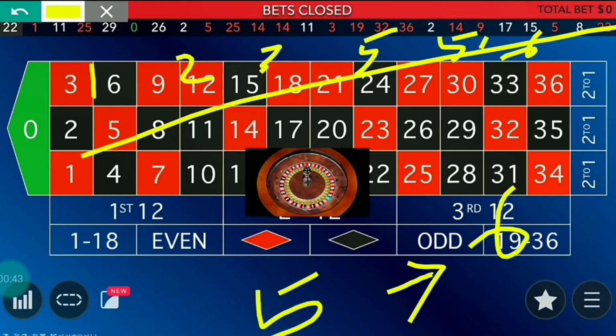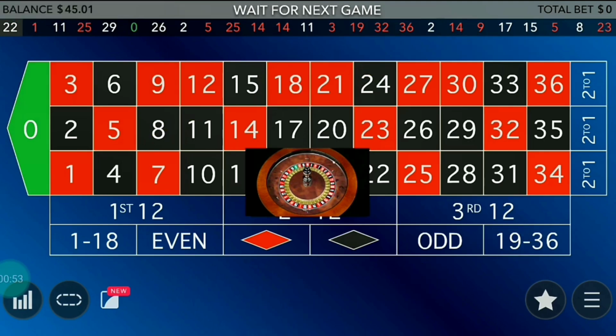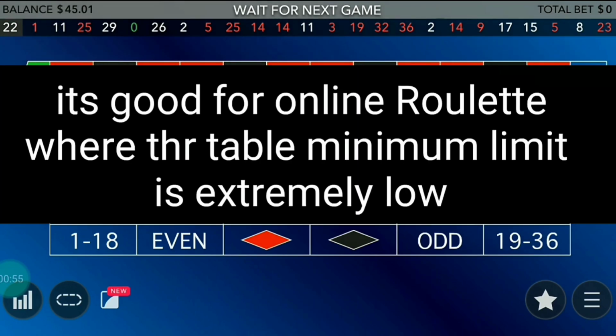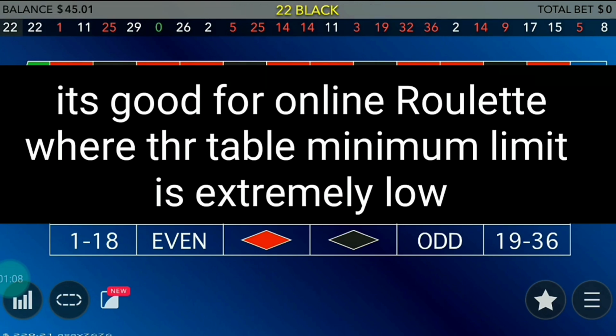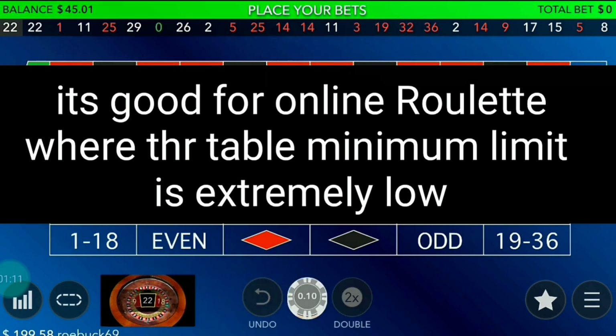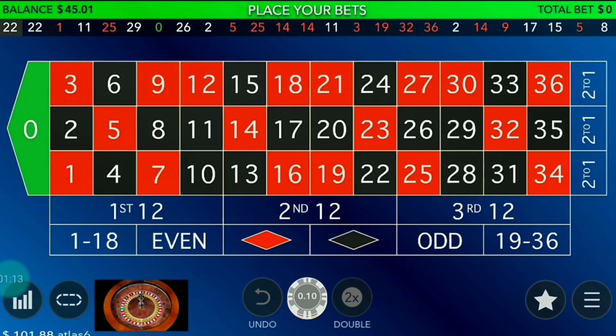But one problem with this trick is that whenever you lose, you lose a bigger amount, and whenever you win, you only win a smaller amount. So for this trick, I suggest you go with a table where the table limit is very low. This trick is especially good for online roulette where the table limit is as low as $0.1. As you can see, I'm using this online roulette where $0.1 is the minimum limit of the table.